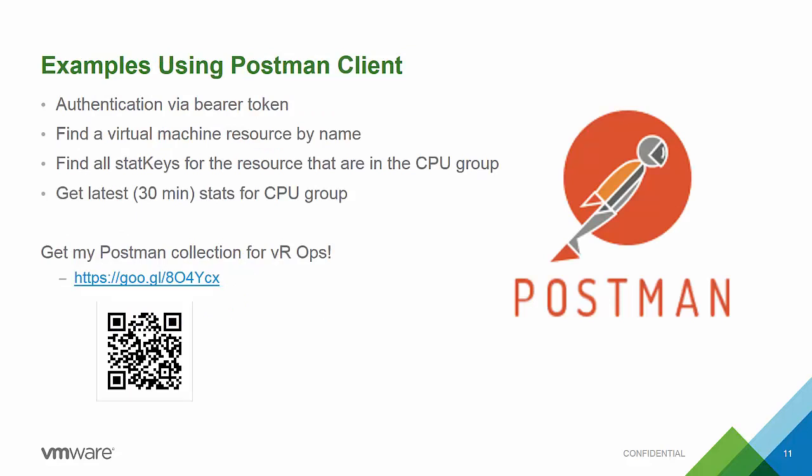Today we're going to use the Postman client to demonstrate the API. I really recommend that you look into this. We're going to do four things here. We're going to authenticate via bearer token. We're going to find a virtual machine by resource name, and then we're going to get all the stat keys for that virtual machine that have CPU in the name. So basically all the CPU metrics, and then we'll get the latest 30 minutes worth of stats for all those CPU, and I'll show you how you can get that in CSV or JSON or whatever format that you like.